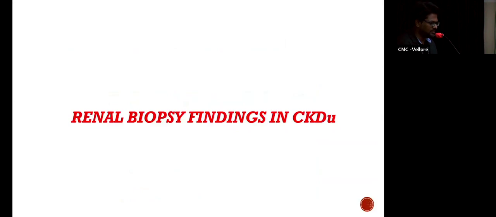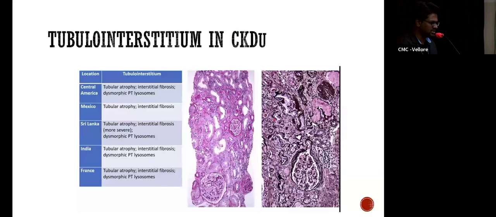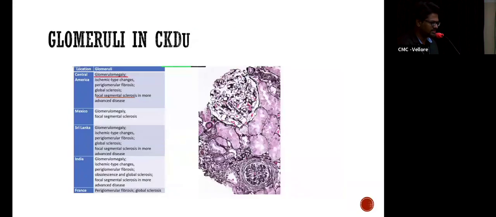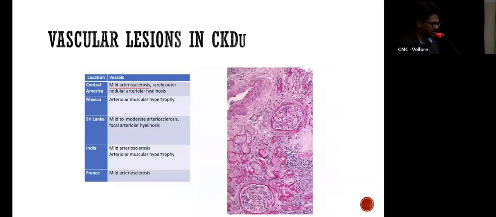So what are the renal biopsy findings in CKDu? Mainly it is a tubulointerstitial disease. Most of the times you will see tubular atrophy, interstitial fibrosis, and dysmorphic proximal tubular lysosomes. In glomeruli, there will be secondary FSGS in the form of glomerulomegaly. In advanced stages, focal segmental sclerosis will be seen. Vascular lesions, most of the times mild arteriosclerosis will be seen.